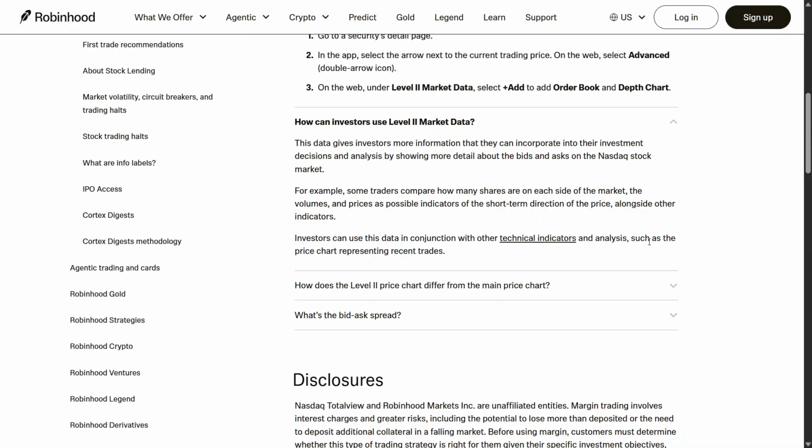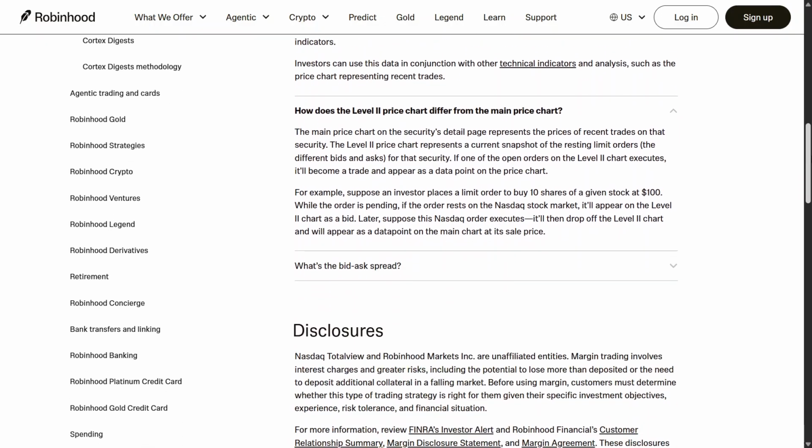Now let's get started. First, open the Robinhood app on your phone and sign into your account. Tap on the search icon and search for the stock you want to analyze. Open the stock's details page. Next to the current trading price, tap the arrow to open the advanced market information. If you're using Robinhood on the web, click the advanced icon with the double arrows.